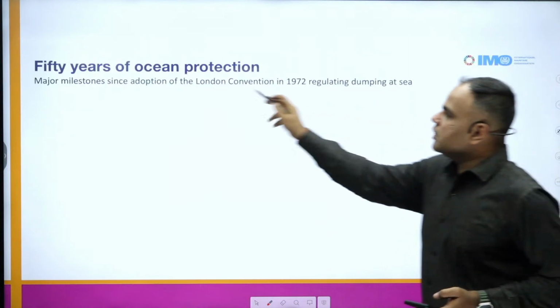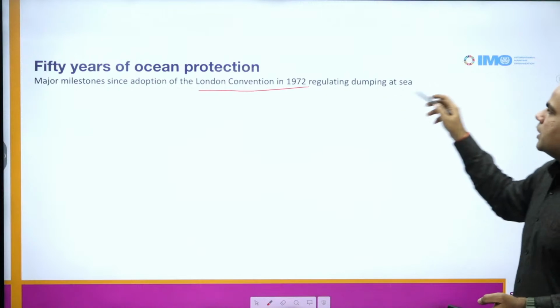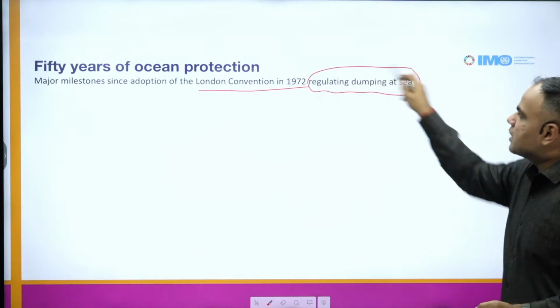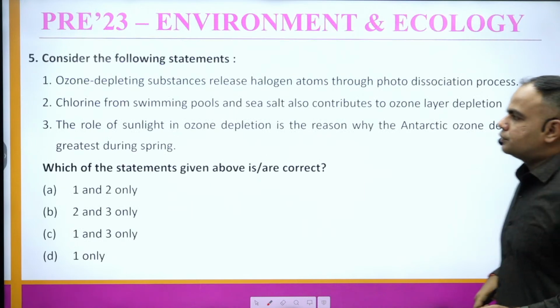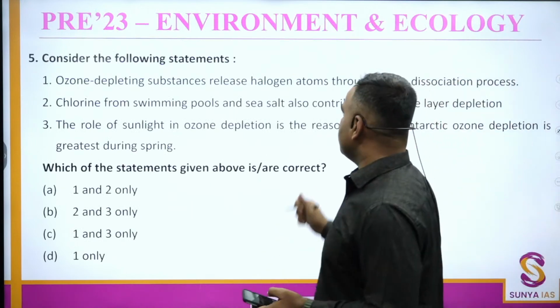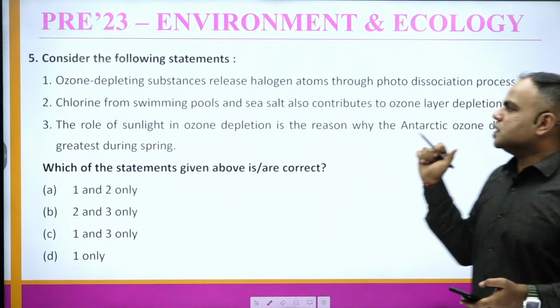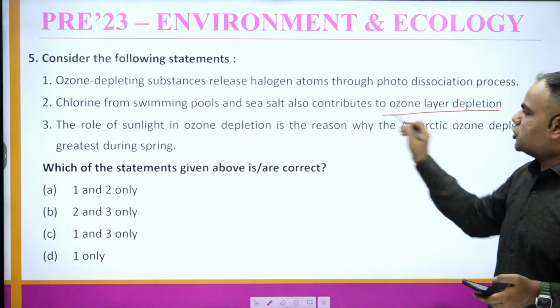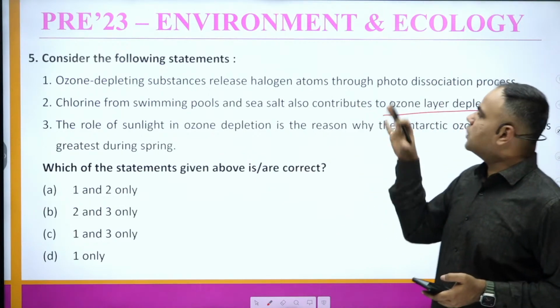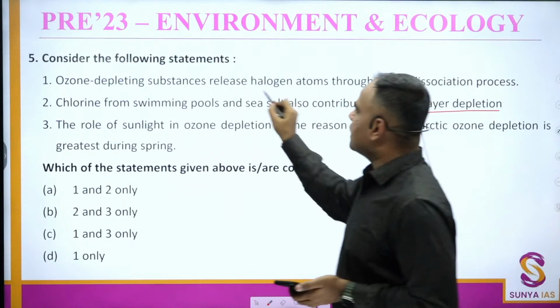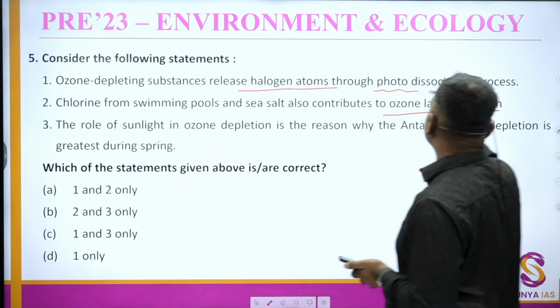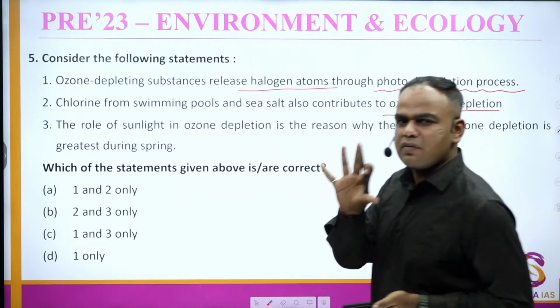So this is what the London Convention is basically related to. Regulating the dumping at sea. All right. Now, we have question number 5, right? Now this is related to ozone depletion. Okay, so it's a 3-statement question. So we'll see this one by one. All right. So ozone depleting substances release halogen atoms through photo dissociation process.